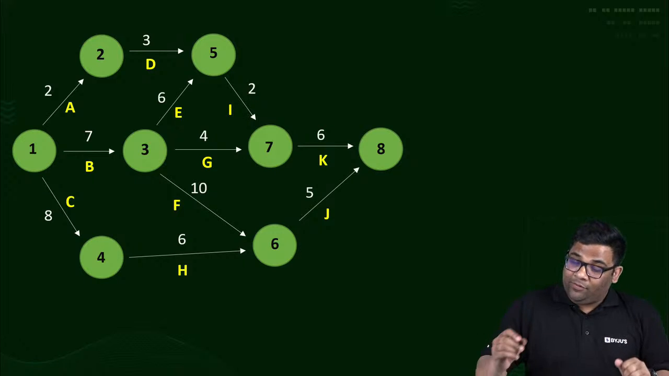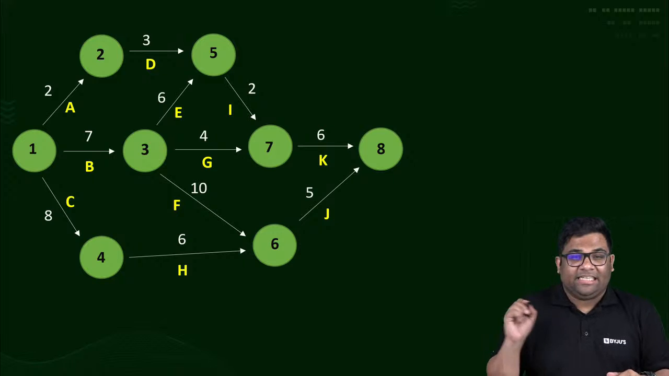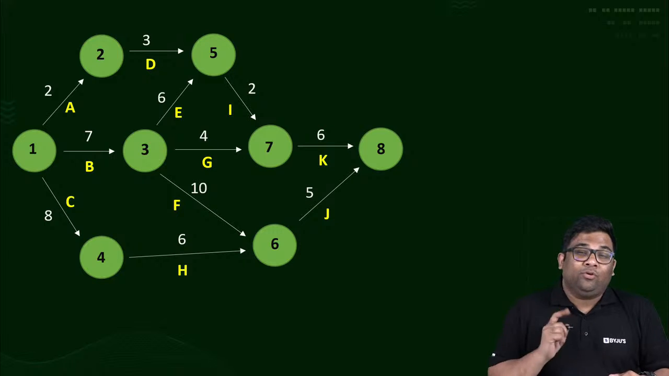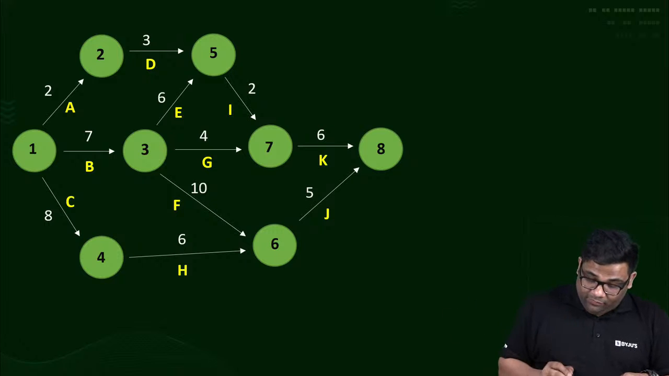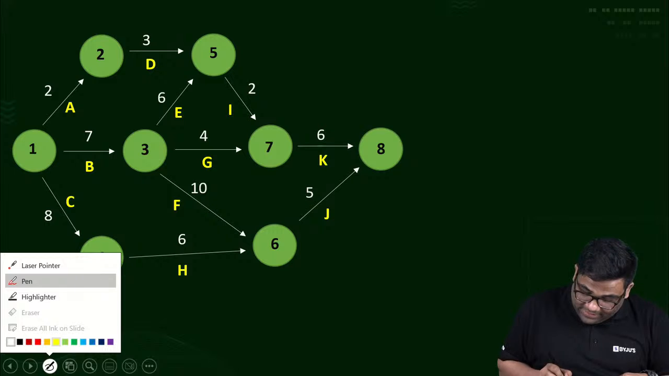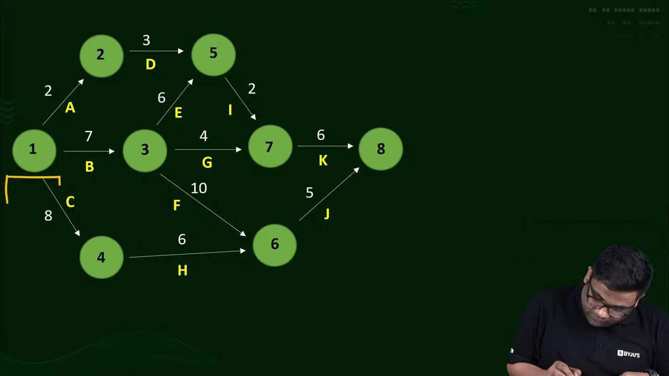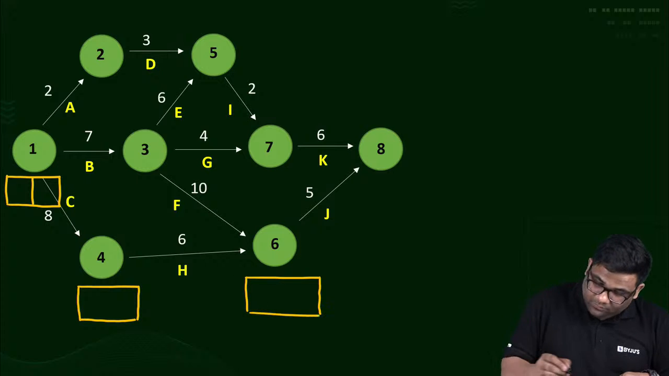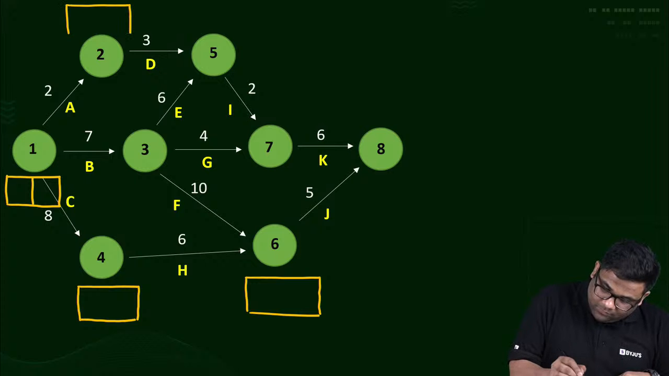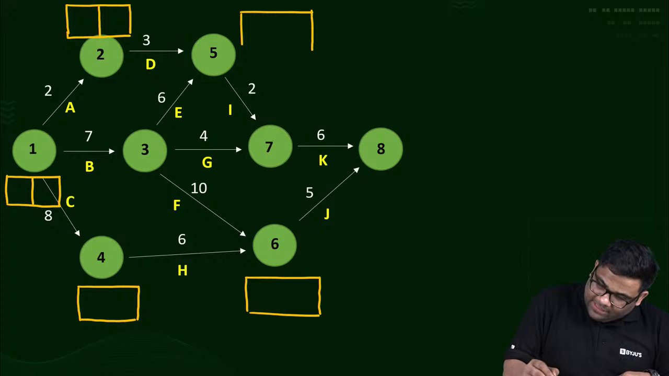So first of all, if we want to find out the floats for different activities A, B, C, D, E, F, G, H, I, whatever, the first thing you should do is find out TE and TL. Let us find out TE and TL.